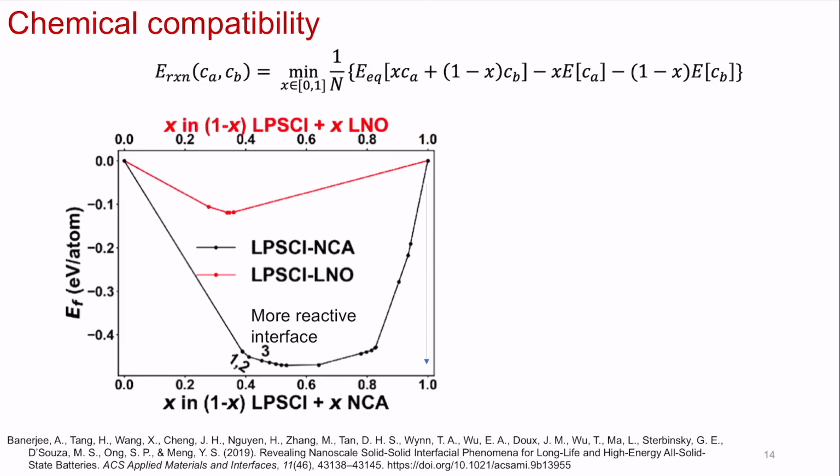And you can just see what is going to be more reactive. In this case, the larger the formation energy value, the more negative, the more reactive the two combinations will be. So we can also try to predict chemical stability for these different combinations to screen our material selection.